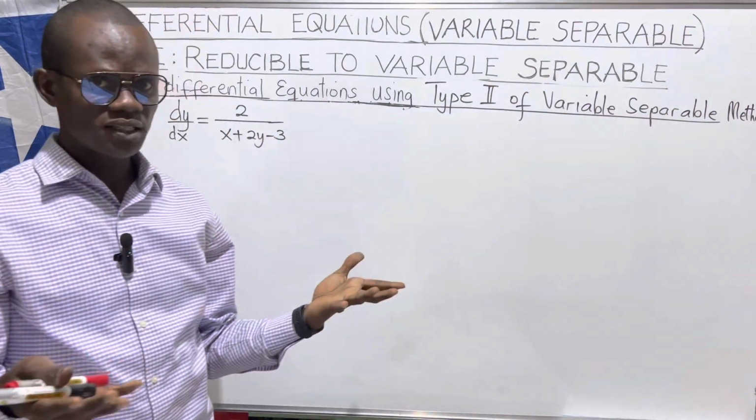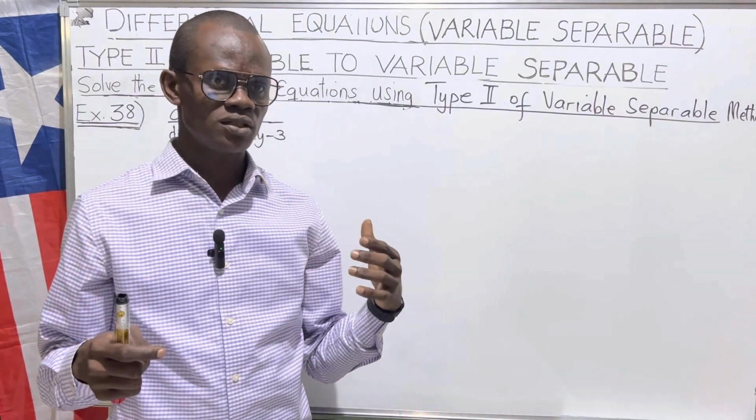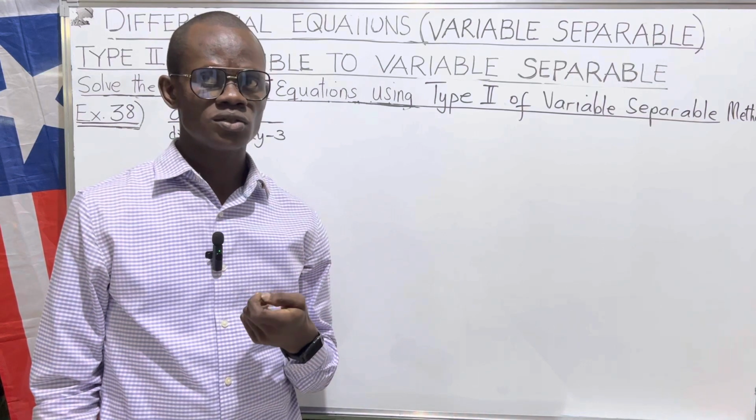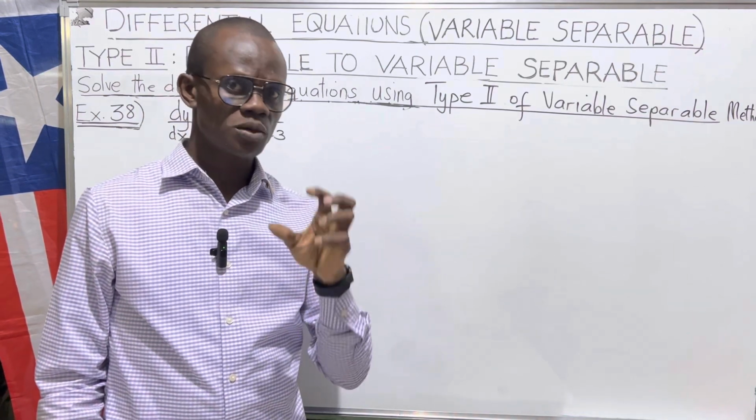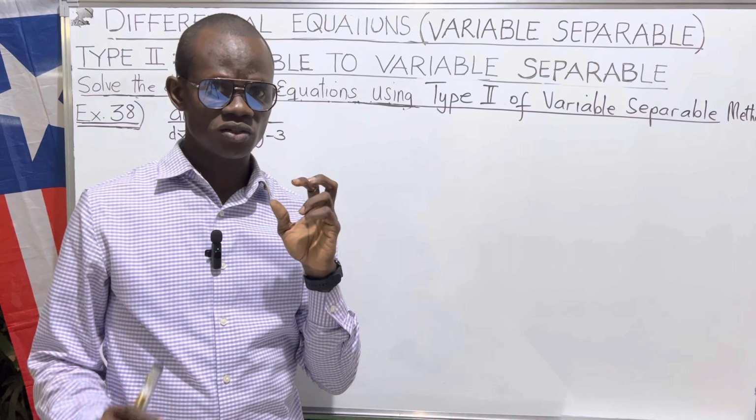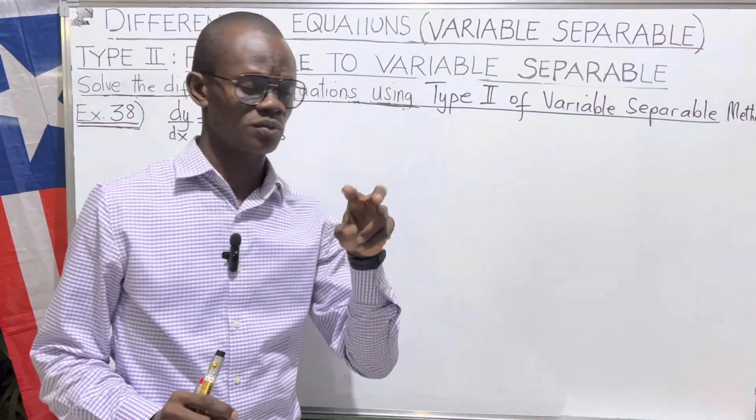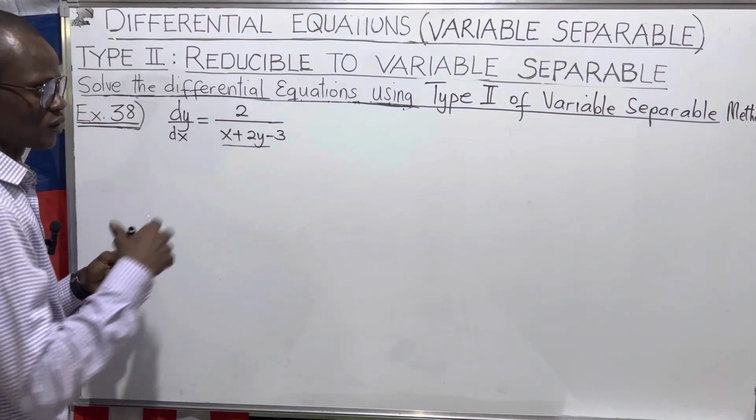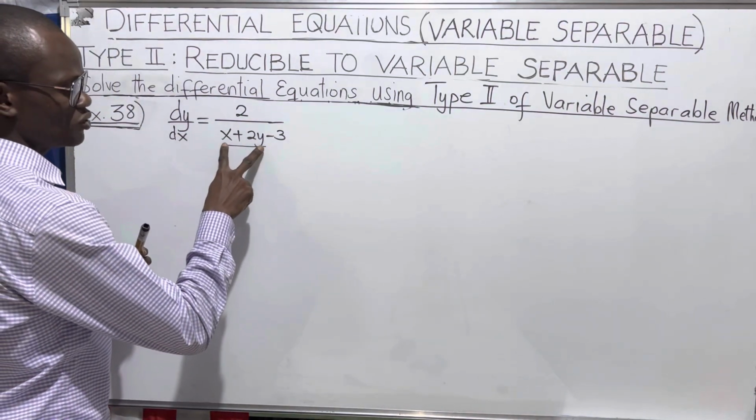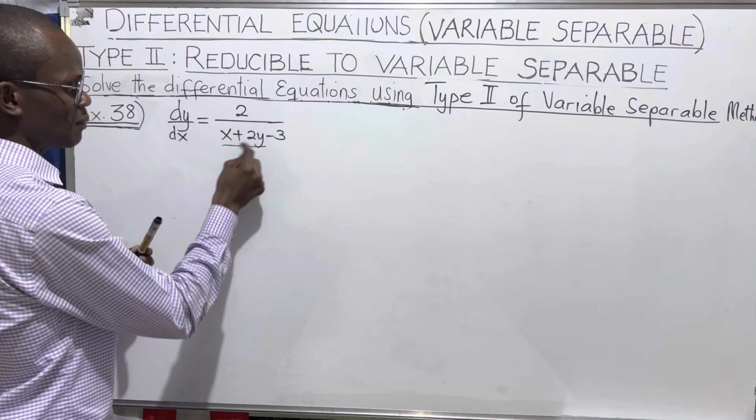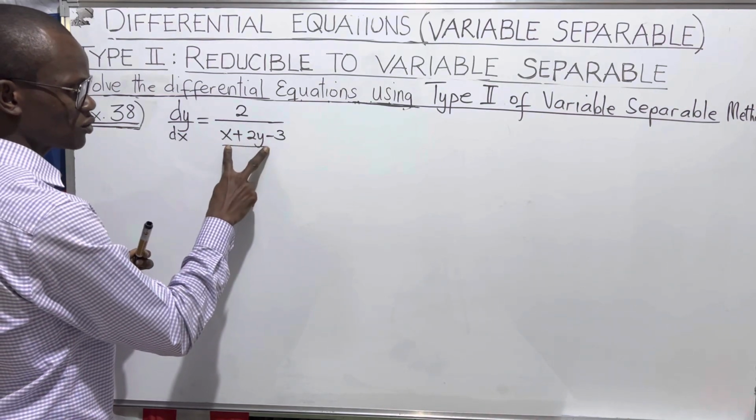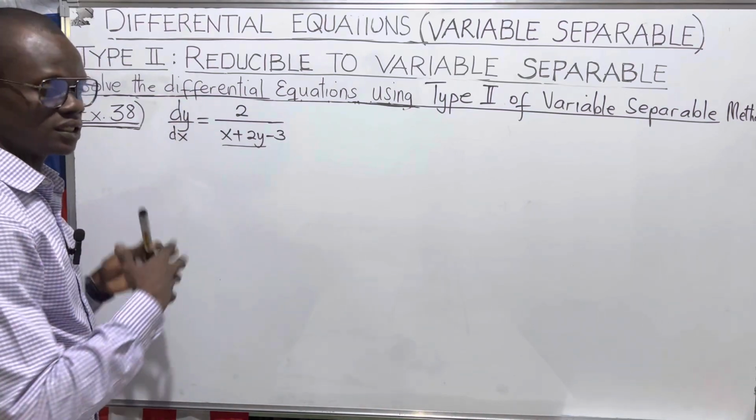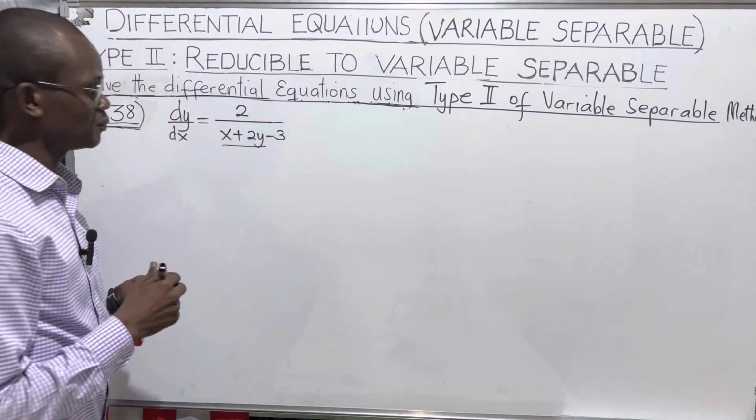But in some cases, it might be challenging to separate the variables. So what you need to do is look for some other expressions that could be substituted, especially expressions that are in two variables. Like you see in this problem, we have x plus 2y. Because these two terms are in two variables, if we substitute them with a single variable, then we're going to have a differential equation that can easily be separated in terms of the variables.